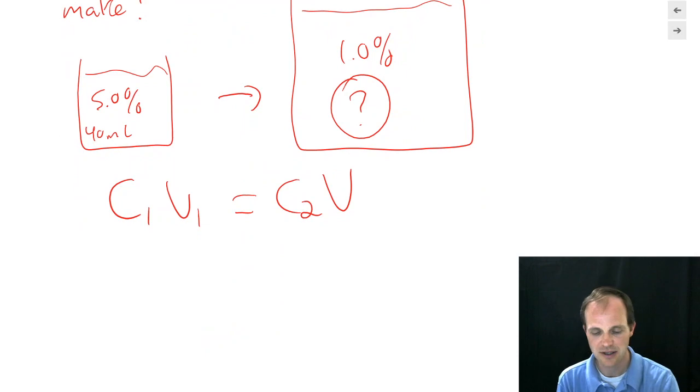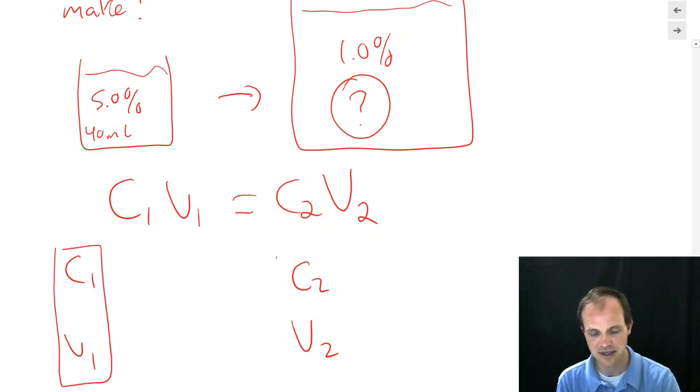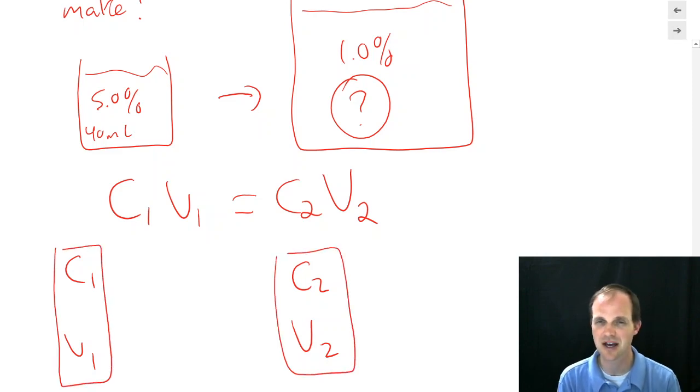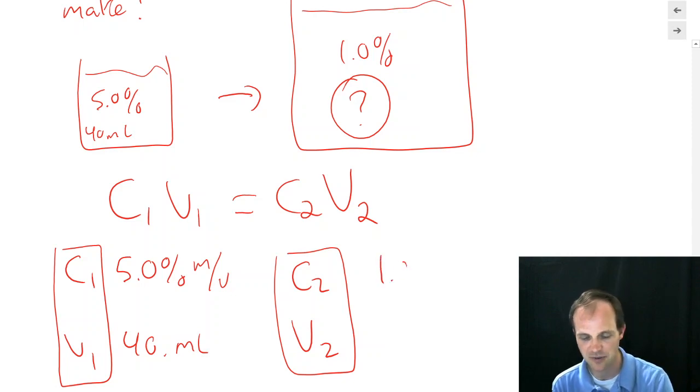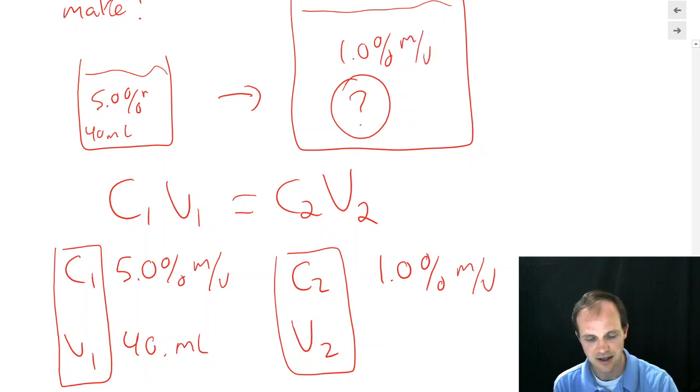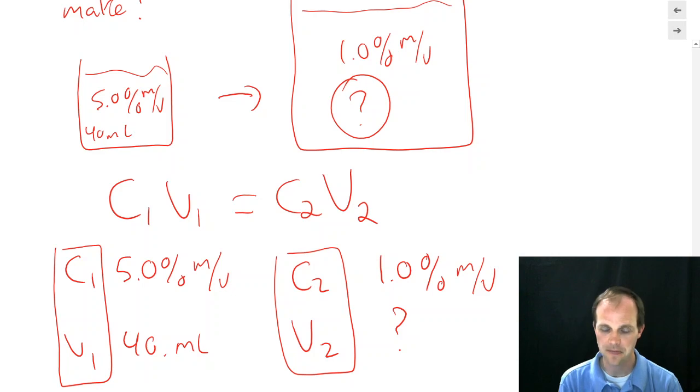What I like to do, just like I did in the gas laws, is make myself a table, because it helps make sure that these two occur at the same time and these two occur at the same time, and we don't accidentally switch them up. So what did I start with? I started with a 5.0% M over V solution here, and I had 40 milliliters of it. What did I end up with? I ended up with a 1.0% M over V solution at the end, and I wanted to know how much of that I had.